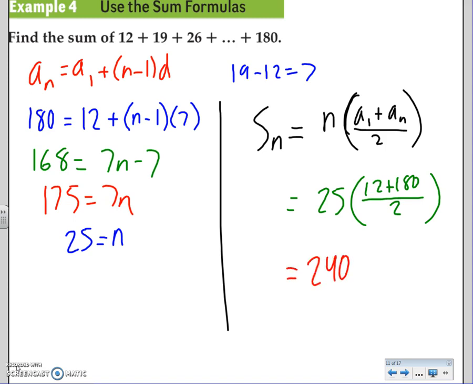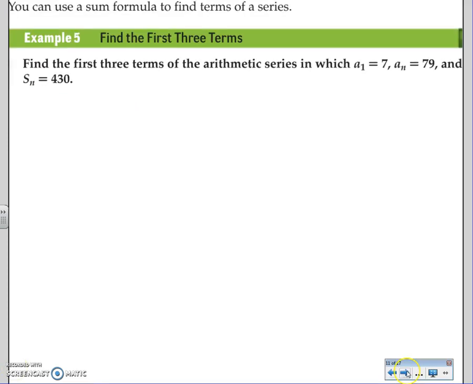Again, it's a really nice story that goes with this, but I'll tell you that in class later. Alright, next slide. You can use some formula to find the terms of a series. We can go backwards actually. So find the first 3 terms of the series where the first term is 7, the last term is 79, and the sum of all the numbers is 430.